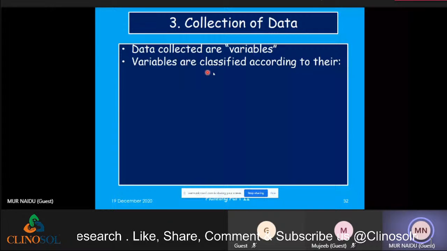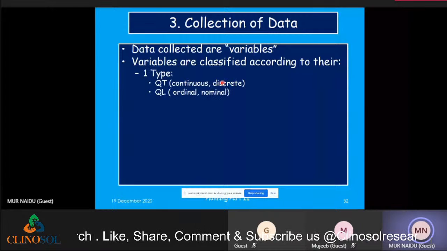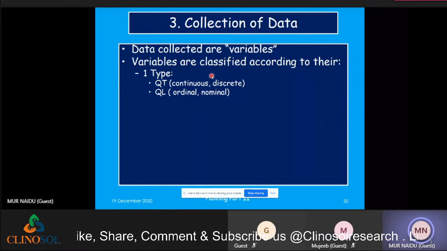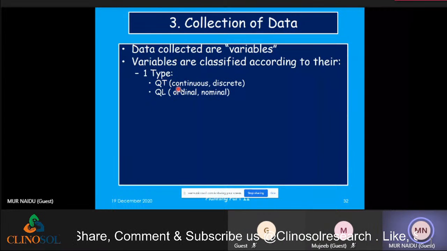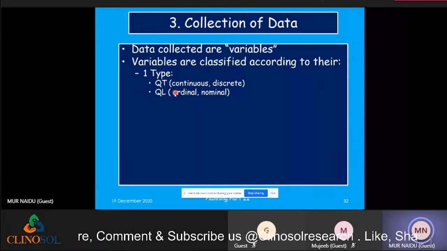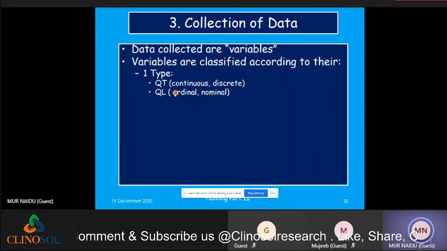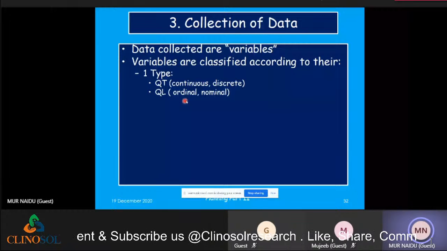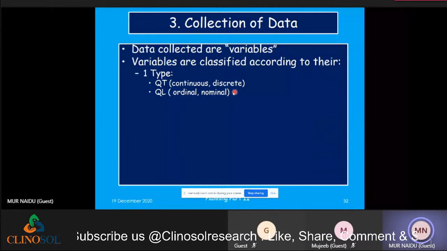All these variables are classified according to the way you collect them. For example, it may be a continuous or discrete variable where you have a figure value like temperature, blood pressure, heart rate. These are continuous variables, 1, 2, 3, 4, 5. Or there may be an ordinal or nominal variable. Here you don't have an actual value, but yes, no. So these are two types.